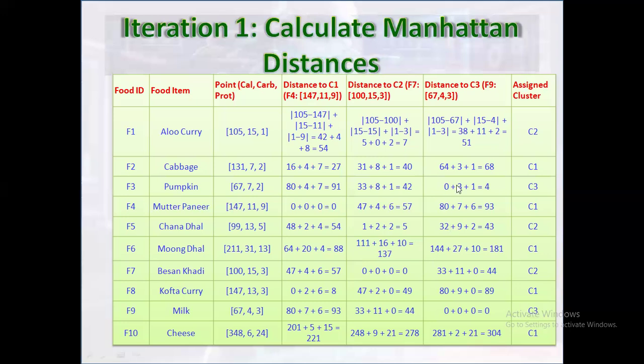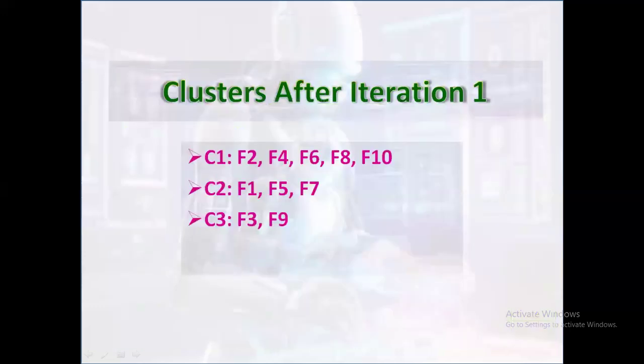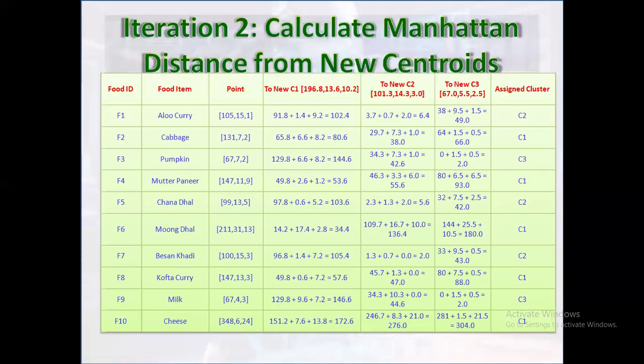So if you are taking the first column, the smallest value is 7. So F1 is assigned to cluster C2. This process is repeated for every food item, and the assigned cluster is the one with the minimum distance. That we have to always remember. Next, after the iteration, we have to find out the distance table.